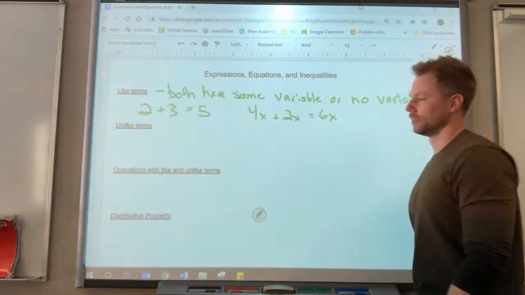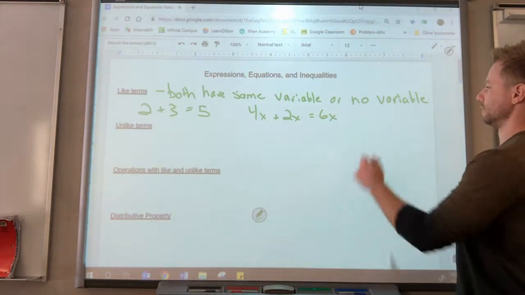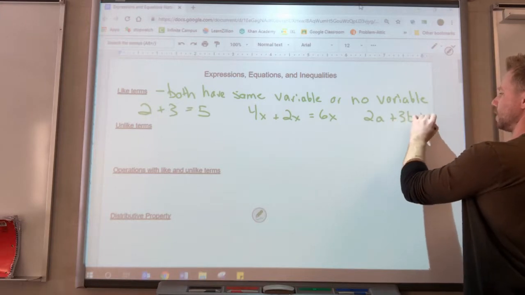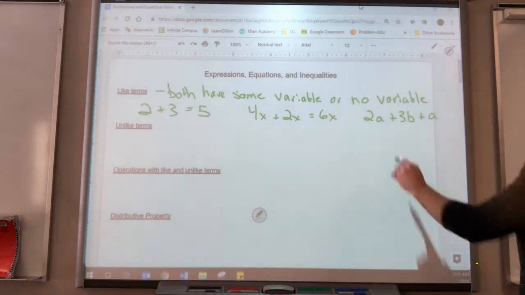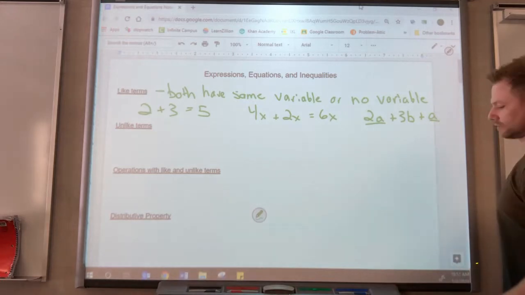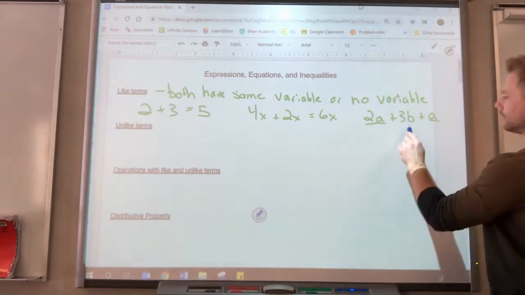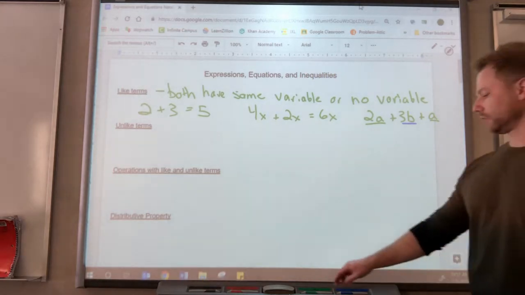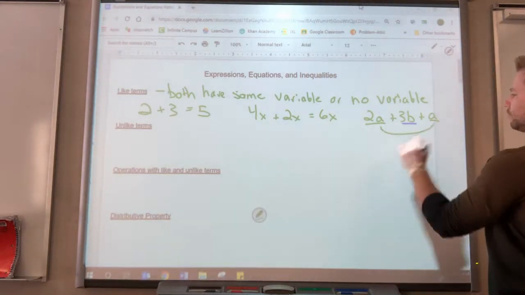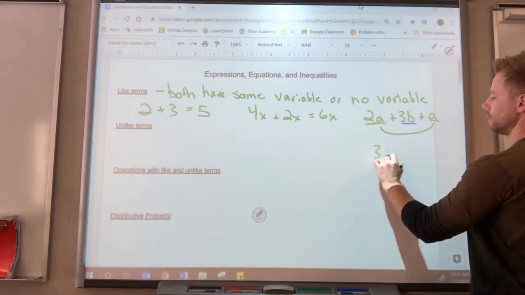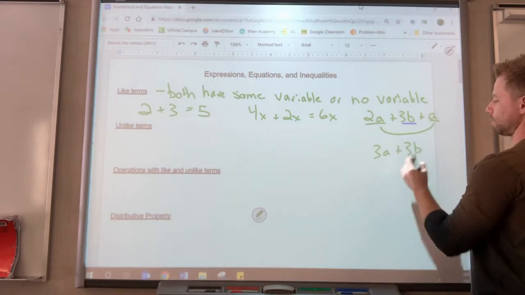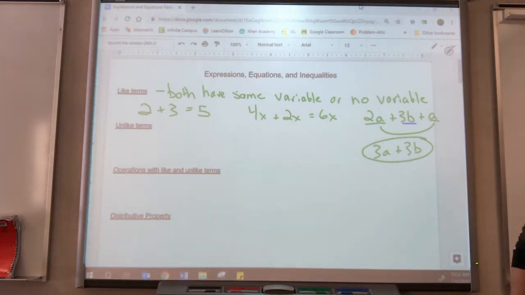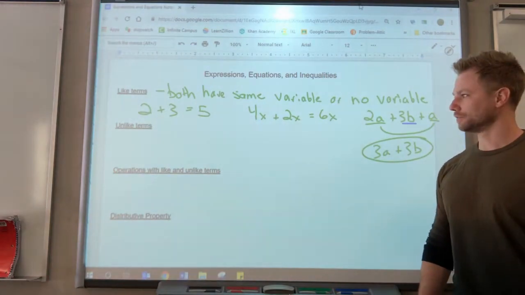Those are like terms. Or if you had, let's say, 2a plus 3b plus a. Now the like terms would be the a's because they have the same letter. Then the 3b would be by itself because there's no other b's. So we could simplify that, add the 2a and the a. 2 and 1 makes 3, so it'll be 3a, and then the 3b just stays alone. That's all the farther we could simplify that, adding like terms together.